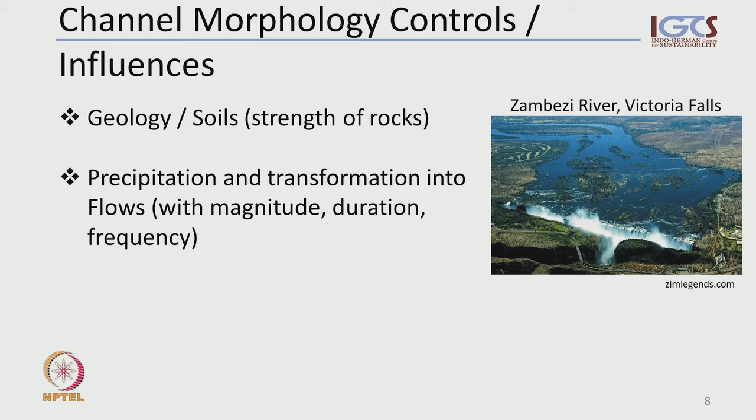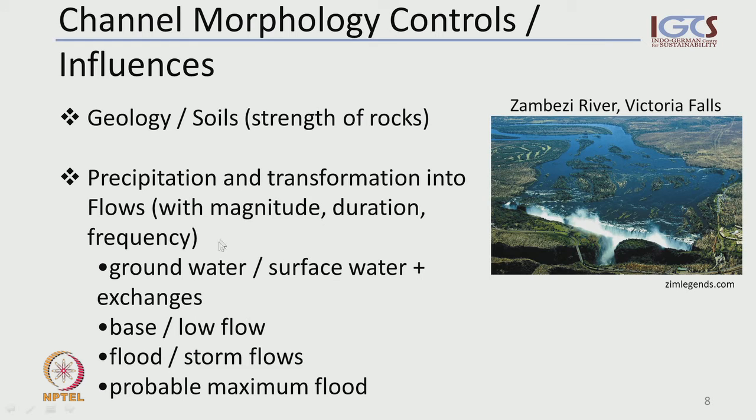The second important control element of morphology is the rainfall, precipitation, and the transformation of that precipitation into flows. That could be in terms of magnitude, it could be in terms of duration, and in terms of frequency. We come back to this. And it includes all of the different flows, our groundwater, surface water, that linkage between groundwater and surface water, our base flows, our low flows, our flood and storm flows, and the maximum floods occurring in such a system.